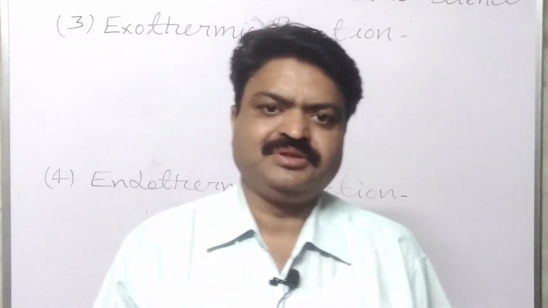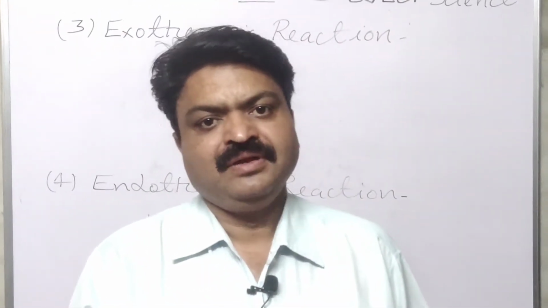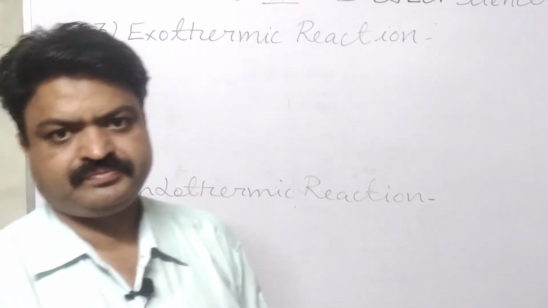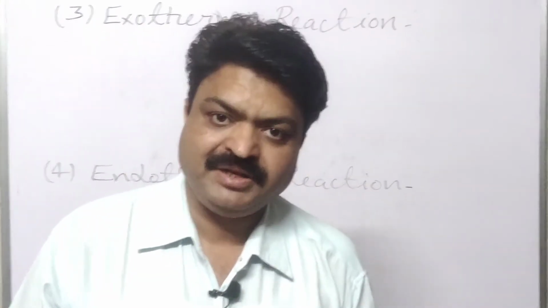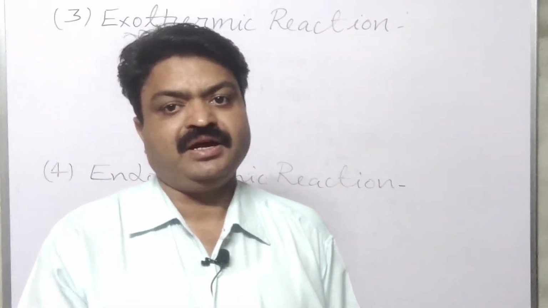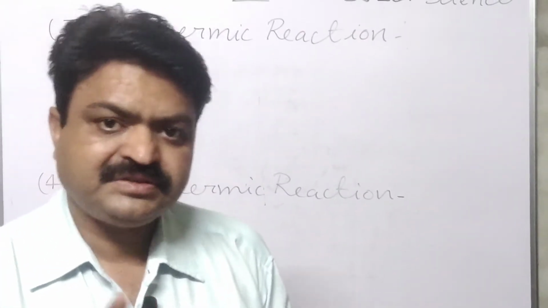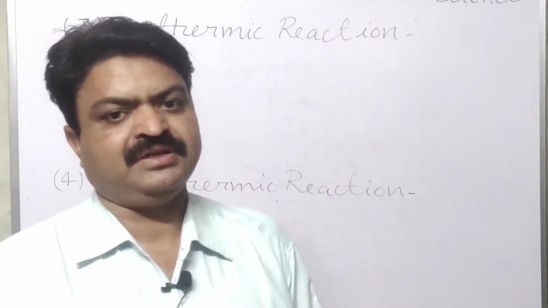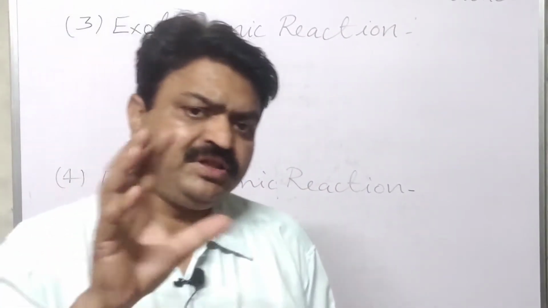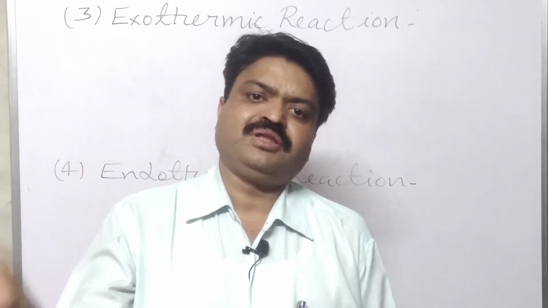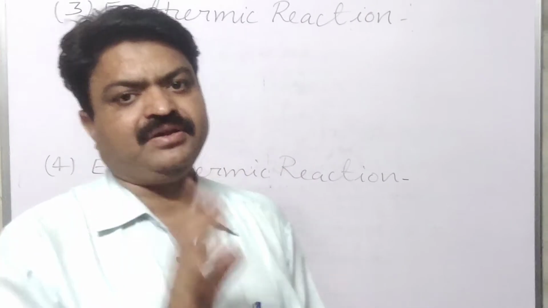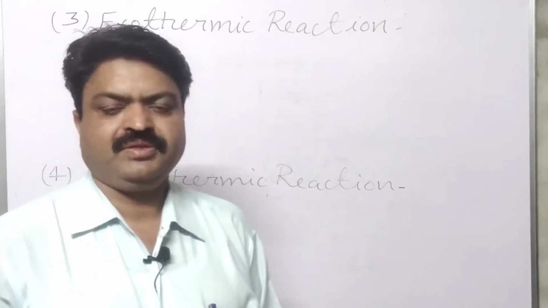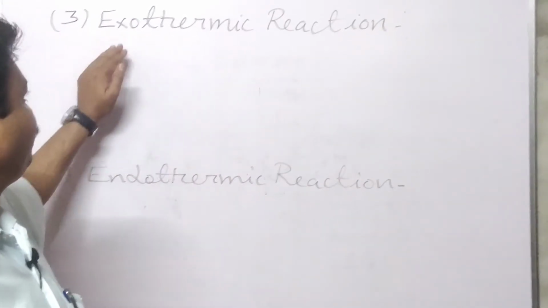Today we will discuss the other types of chemical reaction. We will start with the exothermic reaction, student. When a chemical reaction takes place, energy plays a very important role. In some chemical reactions energy is absorbed and in some energy is released. So with the help of energy absorption or energy release, we divide chemical reactions into two types, exothermic and endothermic. Now first is exothermic.